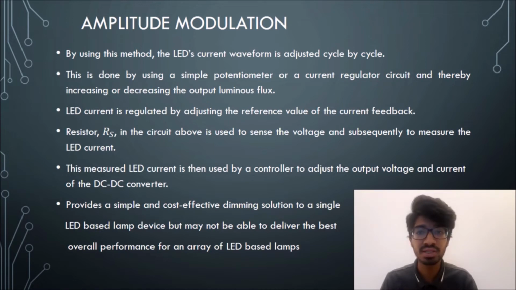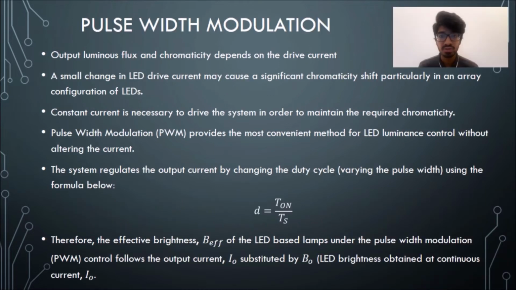This is because it leads to chromaticity shift as the drive current value varies due to variation in the characteristics of different LEDs. Based on our research done earlier, we know that the output of the luminous flux and the chromaticity depends on the drive current. This knowledge is essential in order to apply the second method in our auto brightness lamp.